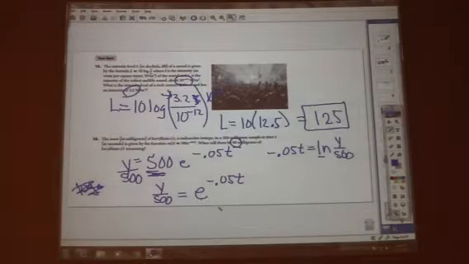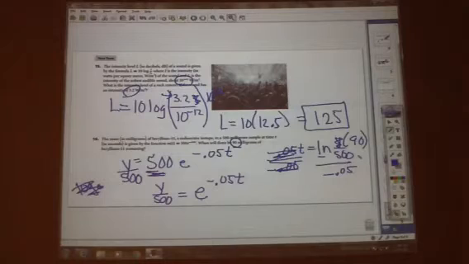How am I going to get t? Divide by negative 0.05, or I can multiply by negative 20. It's the same thing. What are we substituting here for our y? 90. Put that in your calculator and see what you get. Divide 90 by 500, take the natural log of it, and then divide that by negative 0.05. 34 is correct. The time will be 34 seconds.